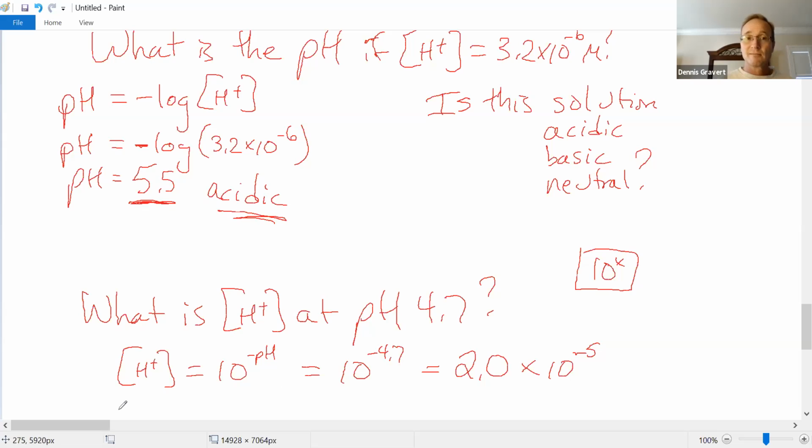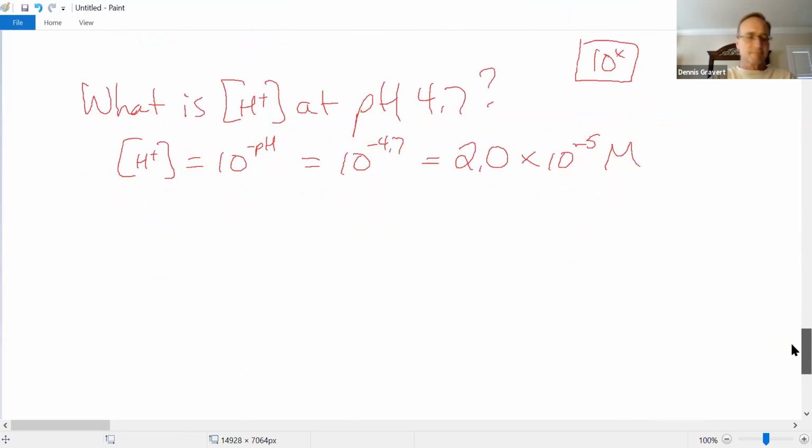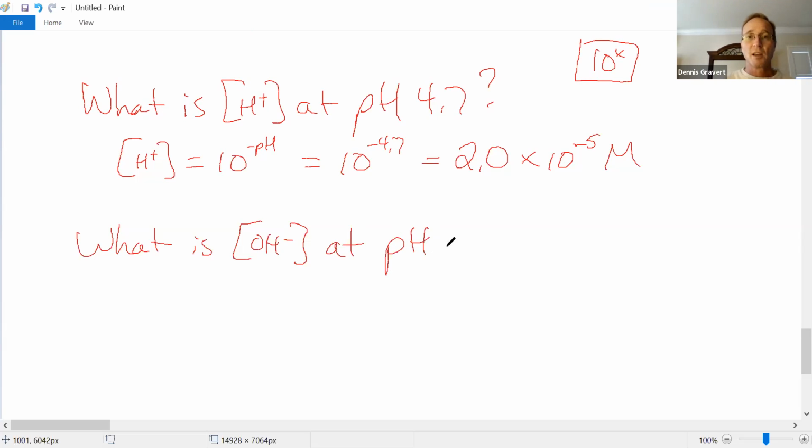What's the unit? Well, what does brackets mean? Moles per liter, or big M for molarity. That's not too bad. The other variation, last sample problem, would be, what is the hydroxide ion concentration at pH, and then I'll just pick a different number, pH 8.9.